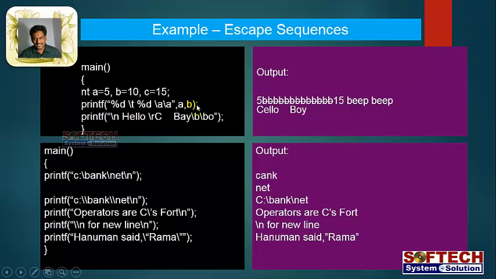What is \t? \t gives 15 blank spaces. How does it give 15 blank spaces? Basically in character mode, a screen consists of 24 lines, and each line consists of 80 columns. 24 by 80 is the standard screen size. It displays 24 lines, and in each line it displays up to 80 characters.